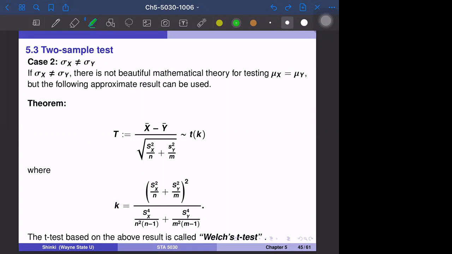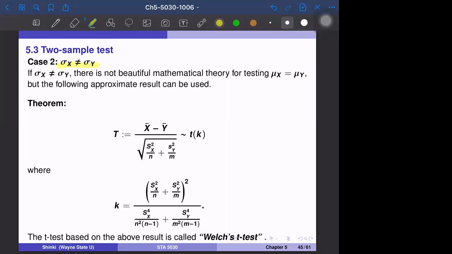Hi, we continue to discuss two-sample t-tests. Now let's think about the case where sigma x is not necessarily equal to sigma y. This is the more realistic case, but the drawback is that there is no beautiful theory for testing mu x equal to mu y under it. Still, we have some approximate result.